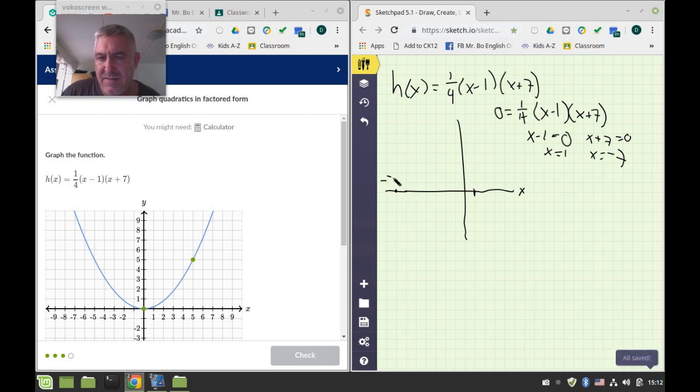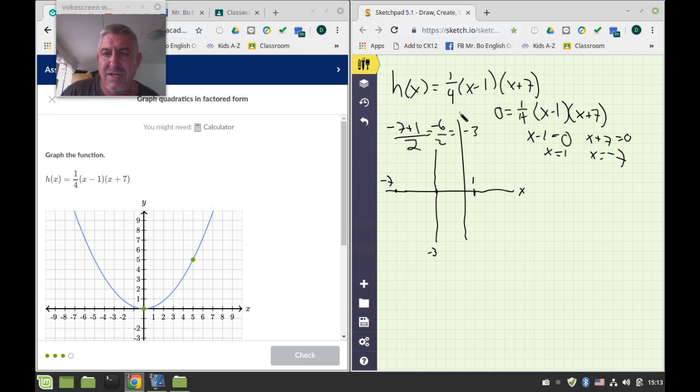So I've got -7, or I've got 1, and then we're going to find the line of symmetry, which goes right down the middle there. How do we do that? We find the average. So that's -6 divided by 2, which is -3. So here's my line of symmetry. So I know that my vertex is on that line of symmetry. Okay, but I don't know where. How do I find out?